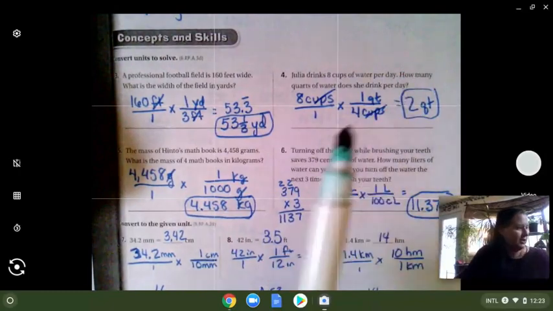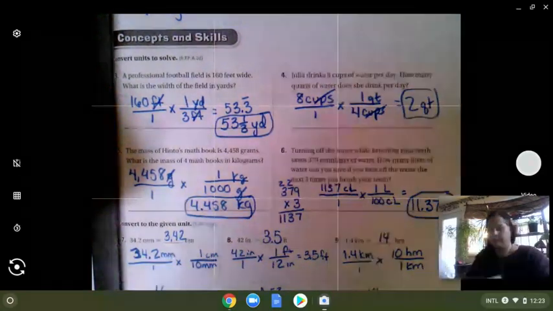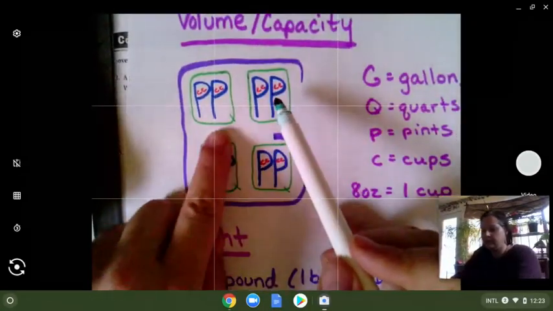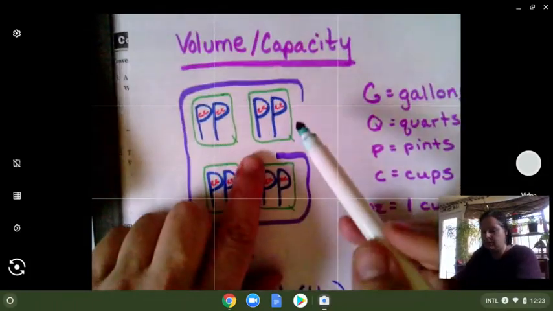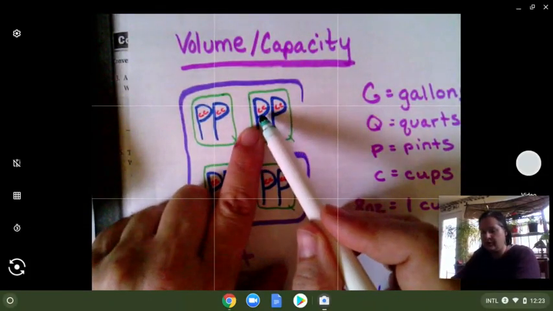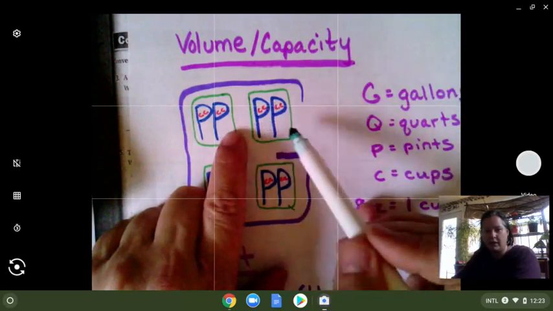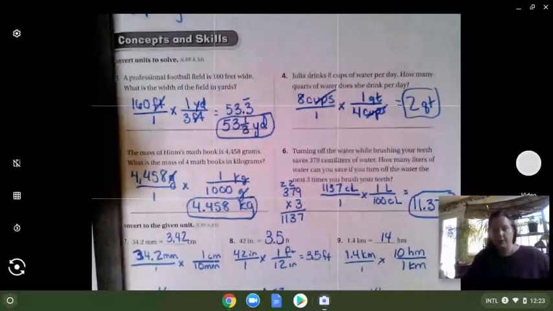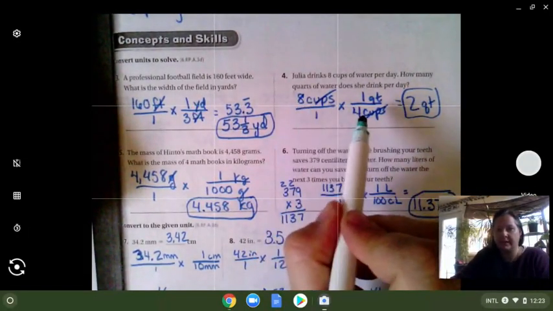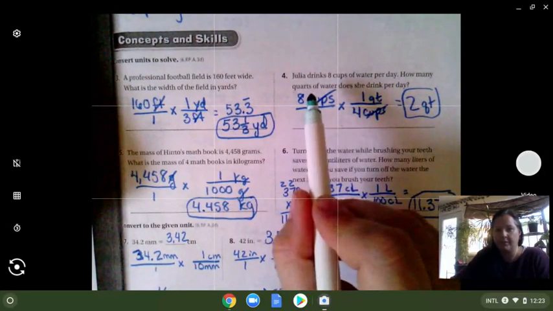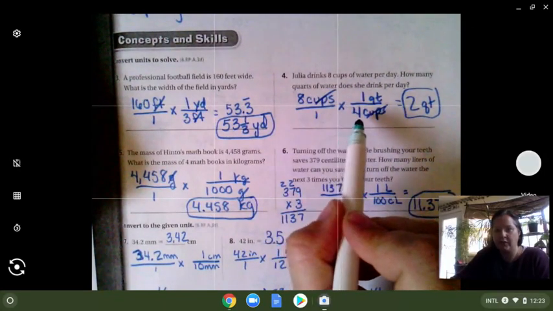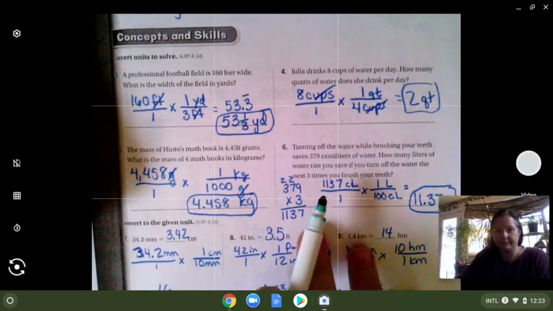And let me just show you that on your chart. See how there's 1, 2, 3, 4 little red cups in 1 cube. 4 cups per quart. So the 4 is on the bottom. So after you get rid of the cups, you're going to do 8 divided by 4 is 2 quarts.